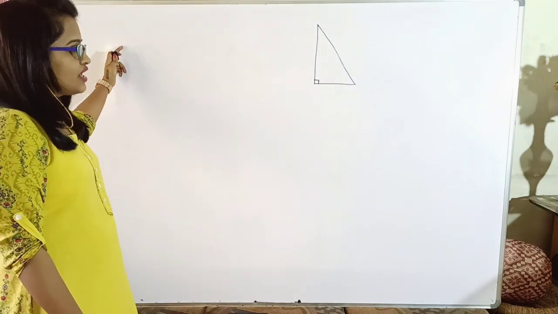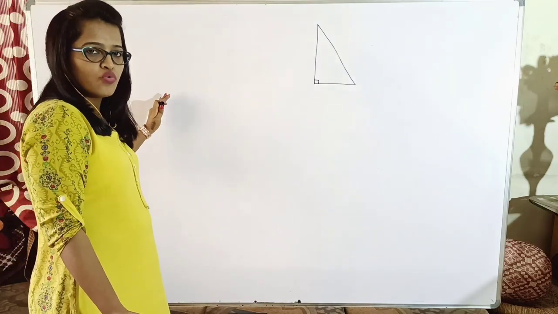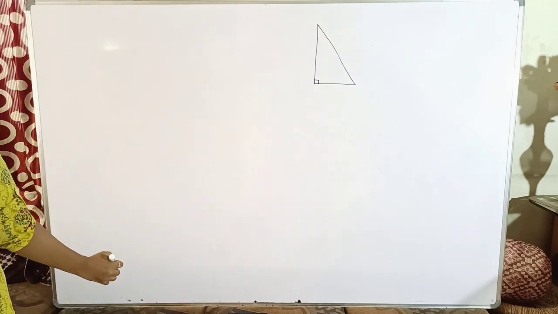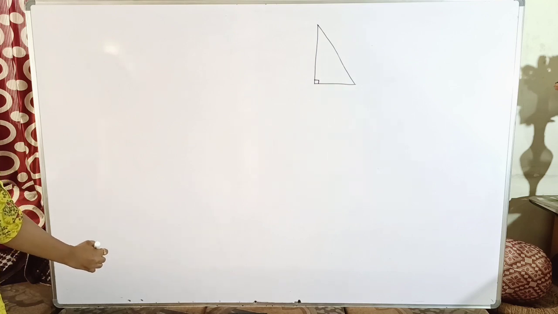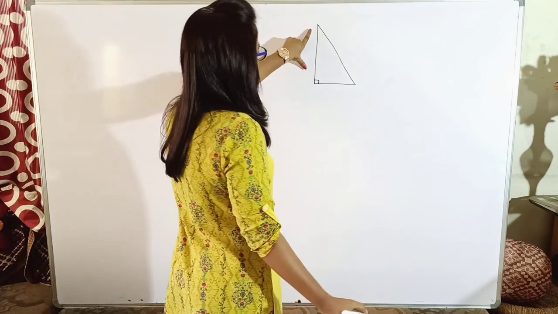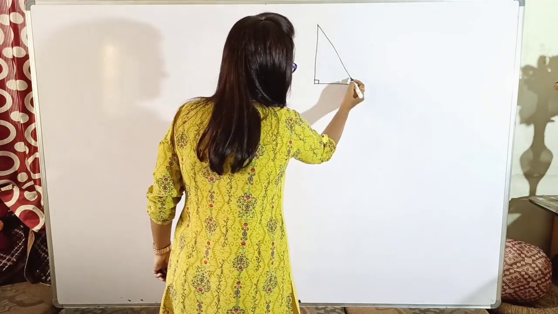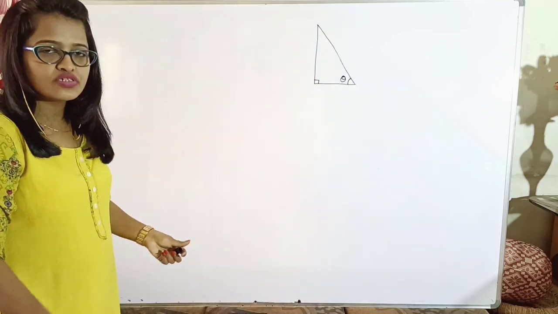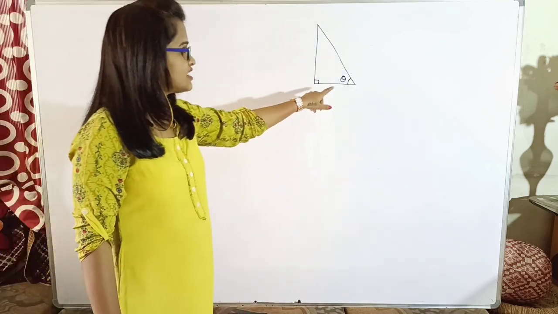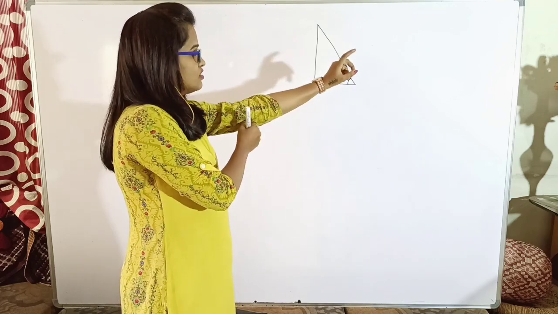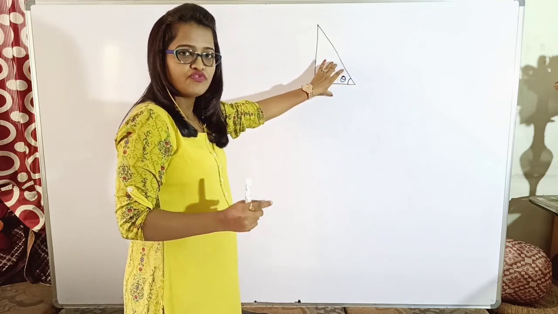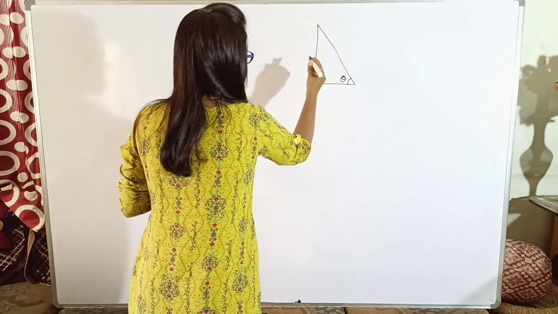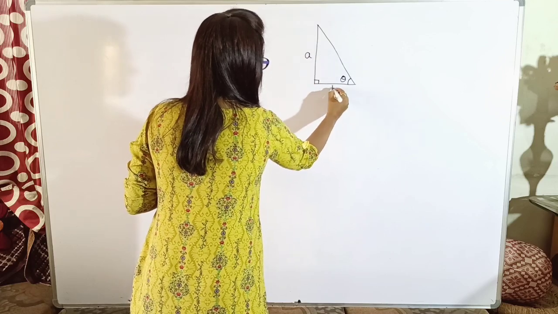Now, when I am going to derive the ratios, once I have taken the right angle triangle, let us mark this angle as theta. All the ratios will be derived with respect to this angle theta. So this will be your reference, and with respect to this reference you will be deriving all other ratios. Now let us suppose I have taken this side as A, this side as B, and this side as C.